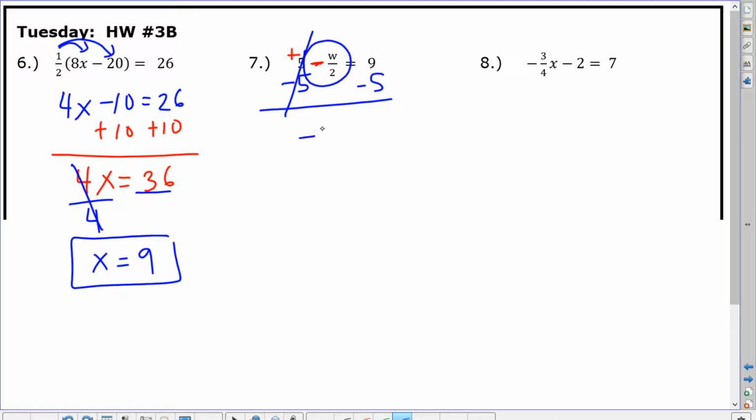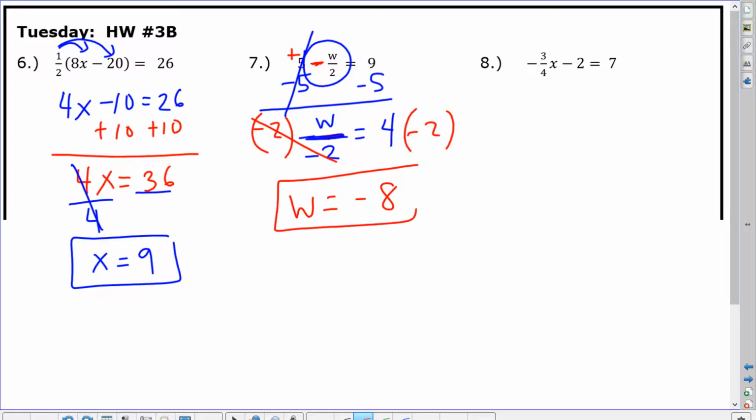This is part of my rewrite. I bring down the minus, the W, the divide, the 2. 9 minus 5 is 4. Now for this part of the problem, the inverse of dividing would be multiplying. And since I have a negative sign on the side here, I'm going to slide it down and give it to 2. Now when I multiply, I will clear this negative sign away, and W will be all by itself. You can't have any negative signs in front of your variables.